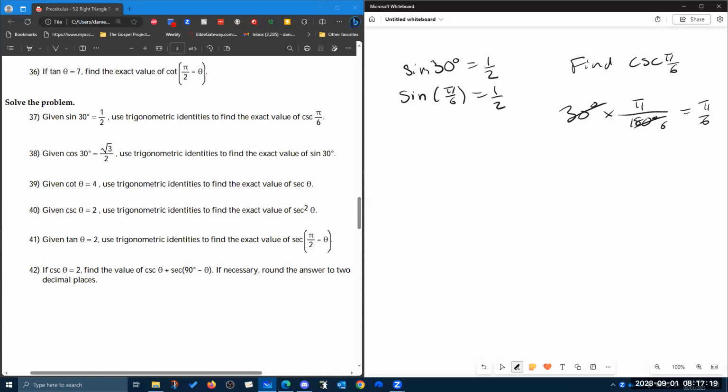Now, if I want to find cosecant of pi over 6, that's the reciprocal of sine of pi over 6. So that's the reciprocal of 1/2. So cosecant of pi over 6 is going to be 2 over 1 when I take the reciprocal of 1/2, or 2.